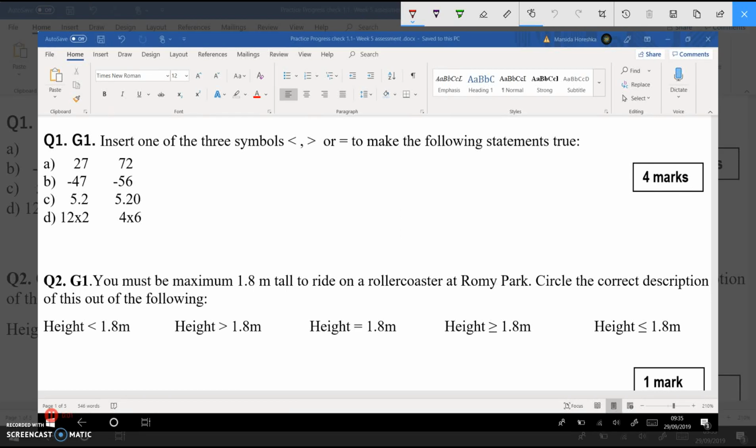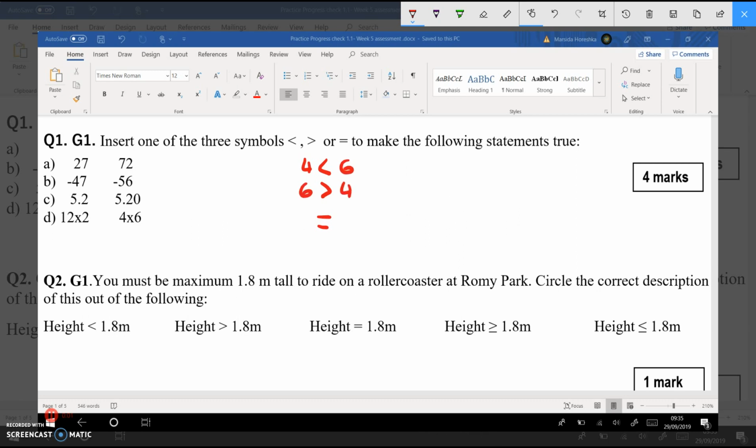This is a practice version of Progress Check 1.1. Question number 1. Insert one of the three symbols, smaller than, greater than, or equal to, to make the following statements true. So the symbols that we're using are the smaller than, greater than, and equal to. I'll place two numbers so that this makes a bit more sense.